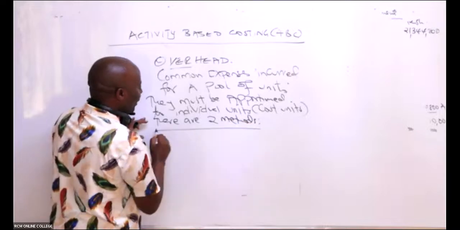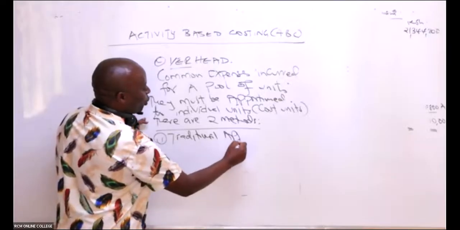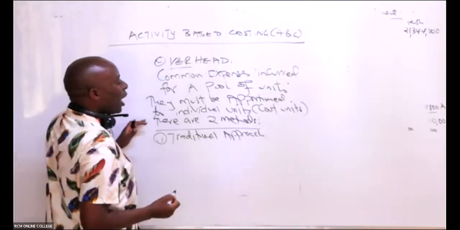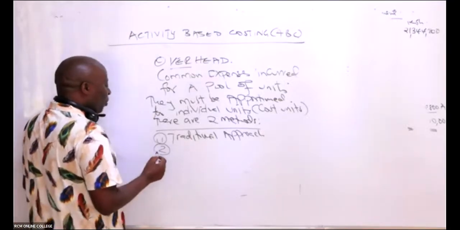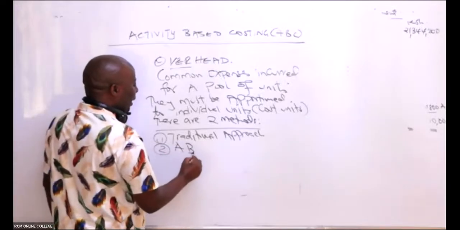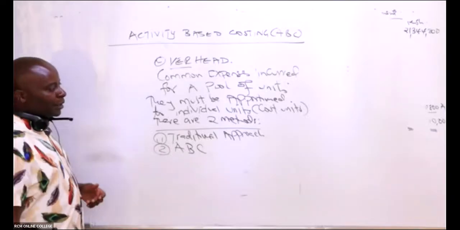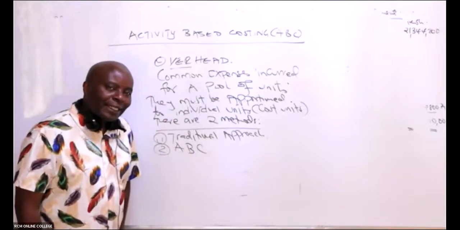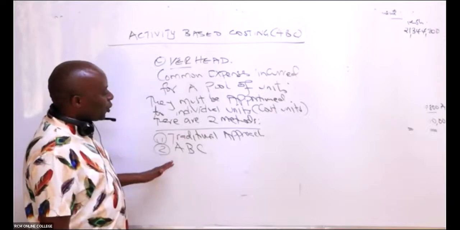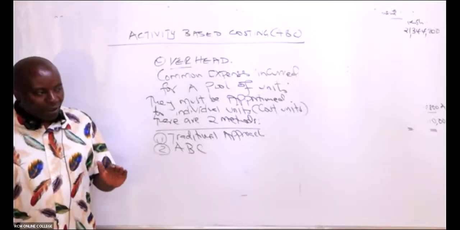Number one, we have what we call the traditional approach. And then we have the second one, which is now modern, what we call activity-based costing. So you've got two approaches of doing this apportionment of these common expenses to the cost units. The first method is called traditional approach, and then we have here ABC, activity-based costing.